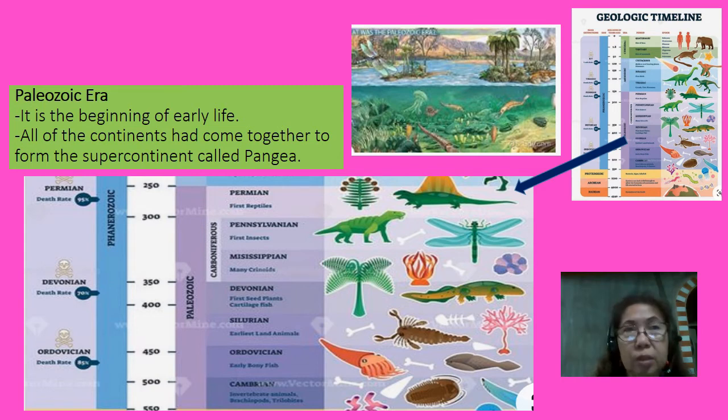Pennsylvanian period, this time the reptiles appeared on land. The formation of mountains also happened during this period, such as the Appalachian and the Ural Mountains.